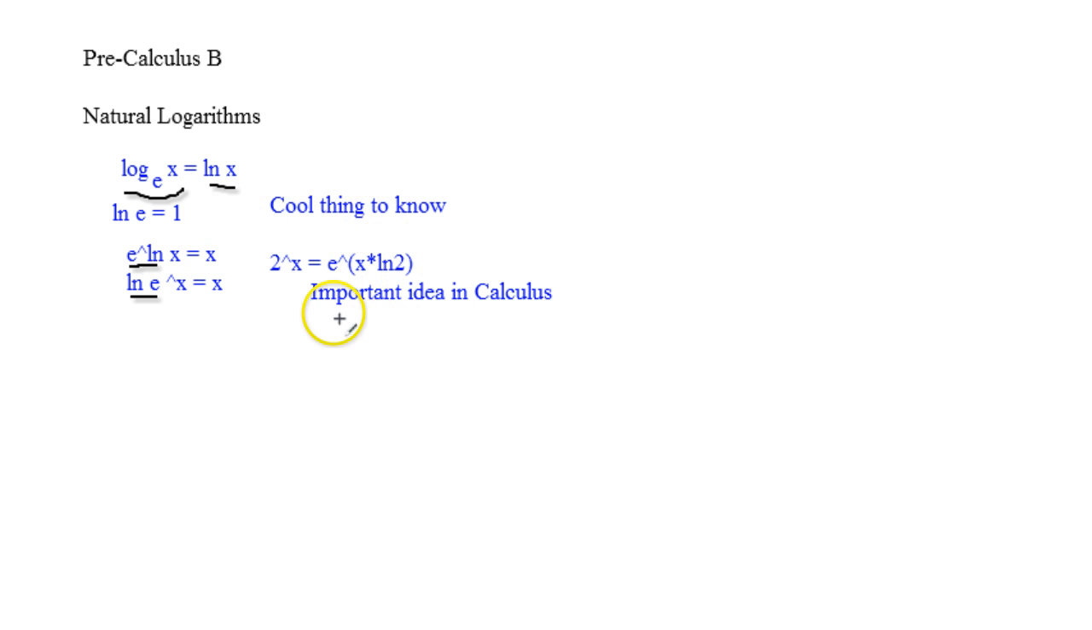Now, a cool thing to know, and this is important for calculus, is that if you wanted to change a number like 2 to the x to a number with an e in it, because in calculus we actually have to use a lot of differentiation and integrals with respect to e to the x. You can change 2 to the x to e to the x times the natural log of 2, and it's actually a lot easier to do some integration and differentiation in calculus this way.